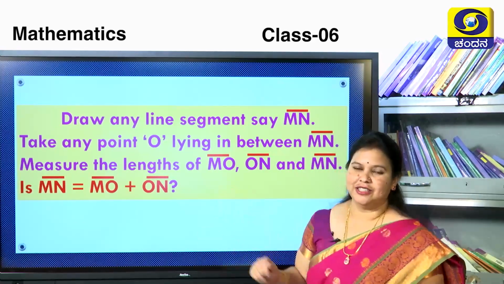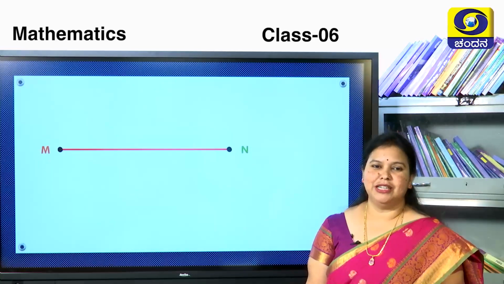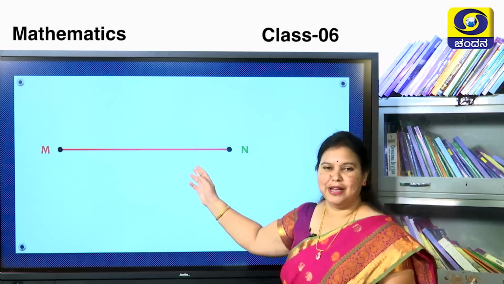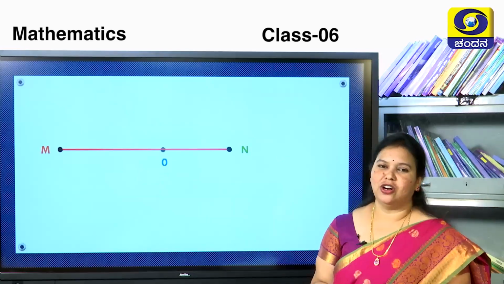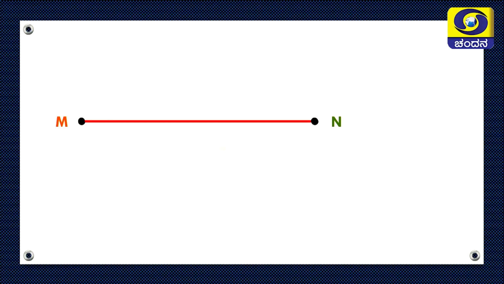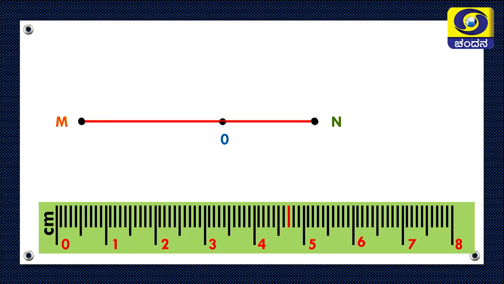Let us solve it. First, I will take a line segment and name it as MN. I will put one dot. I will place a point O in between MN like this. Now we have to prove that MO plus ON is equal to MN. For this, we have to measure the distance of MO and ON first, so that we can prove by adding these two equal to line segment MN, isn't it?